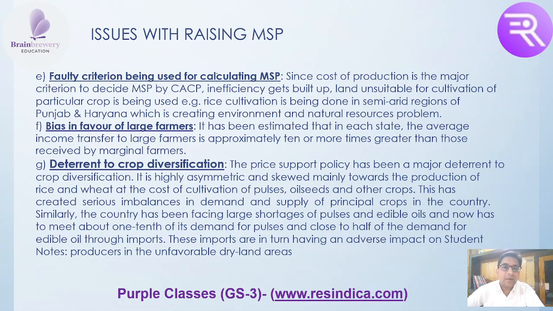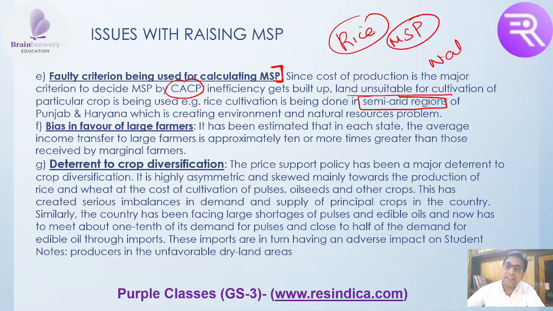Then faulty criteria are being used for calculating the MSP. Since the MSP is calculated by the CACP, the Commission for Agriculture Costs and Prices, slowly there are inbuilt inefficiencies coming in, like land unsuitable for cultivation. Rice cultivation is done in semi-arid regions because they think they will get good MSP support for rice. So even where the water facility is not good and the proper soil is not there, people are still growing rice, which is a highly water-intensive crop. Then there is bias in favor of large farmers, which we have already discussed.